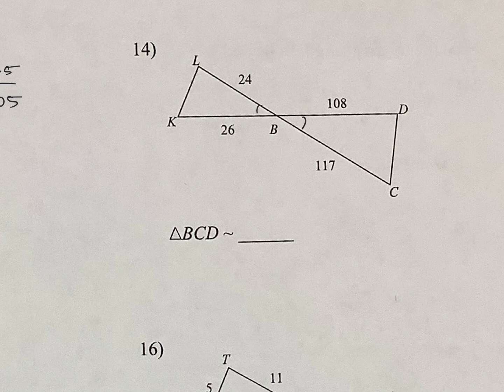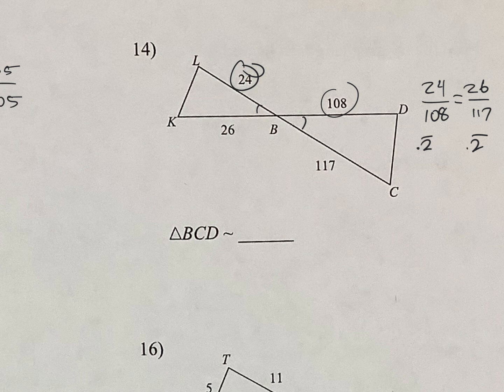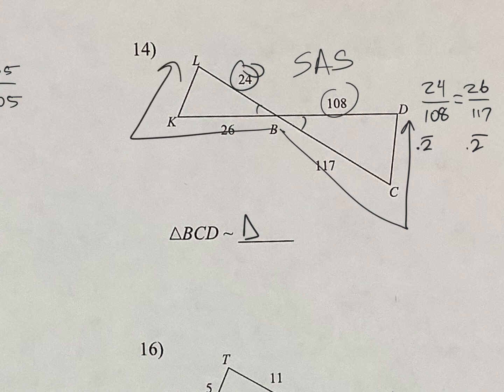So this will be side angle side if they're similar. Small number to the small number. 24 is to 108, as 26 is to 117. And that's 0.2 repeating. And 26 divided by 117 is 0.2 repeating. So yes, this would be side, angle, side. Now do your congruent statement or similarity statement. Triangle BCD. B through the bigger number and the vacant spot. So that'd be triangle B through the bigger number. So that's BKL.